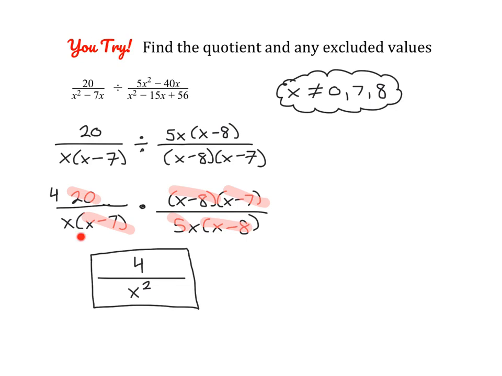And now we can look for common factors. So the x minus 7s cancel out, x minus 8 cancels out, and then 20 and 5 are both divisible by 5. So you can see this becomes 1 and this becomes 4. So all we have left in the numerator is 4, and then all we have left in the denominator is x squared. I do want to point out, if every single factor in your numerator cancels out, it doesn't disappear, it doesn't become 0, it does become 1.